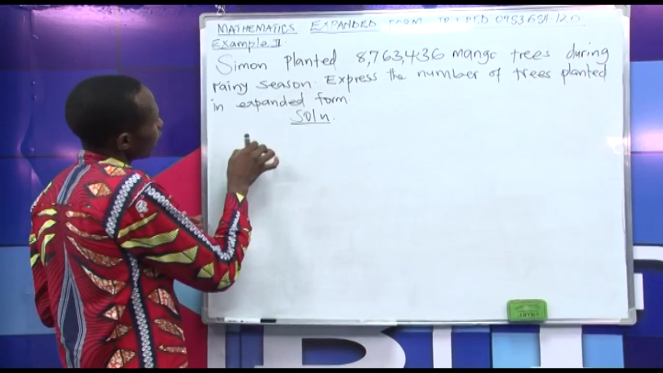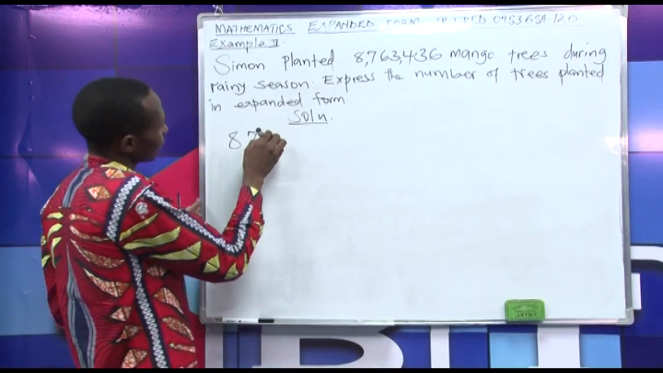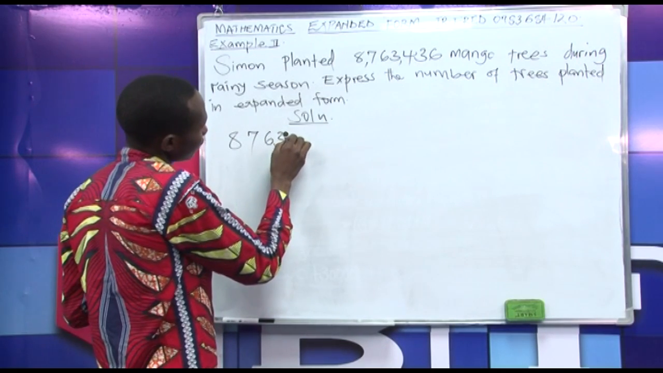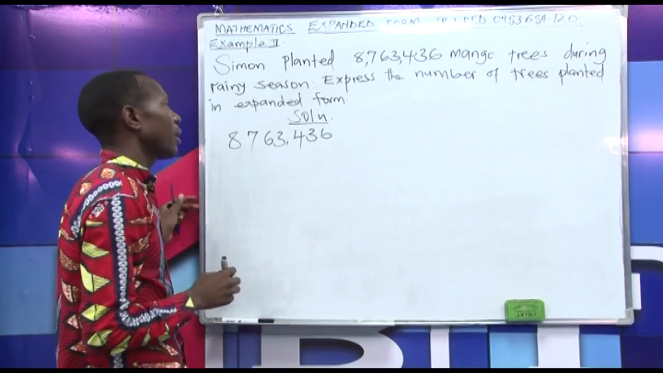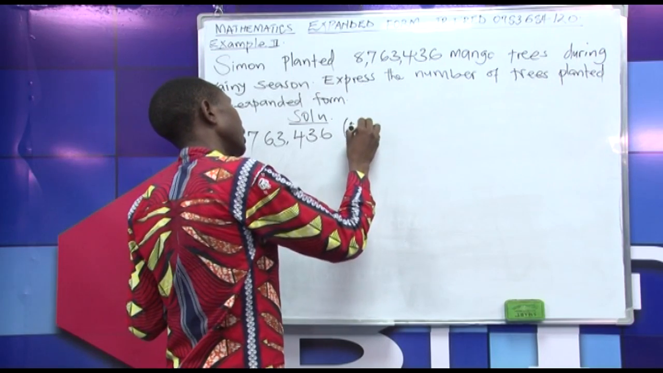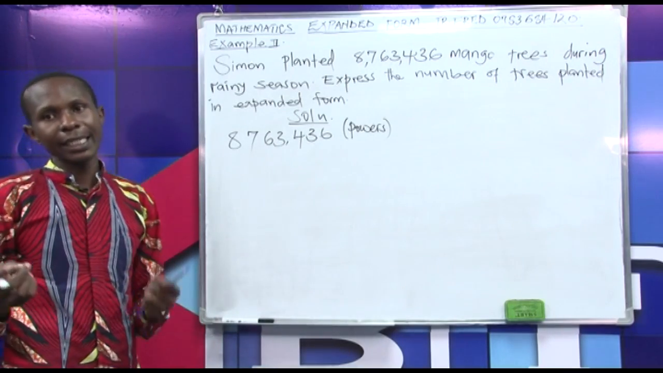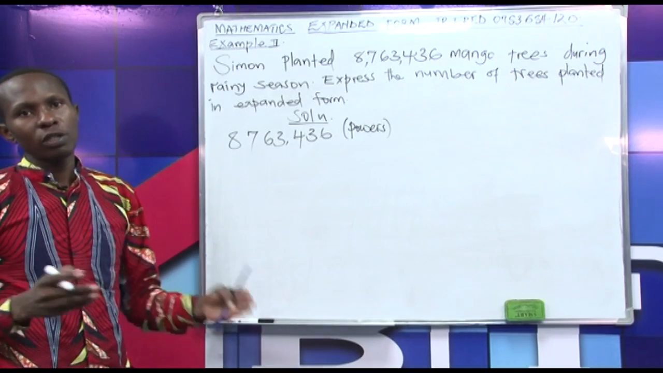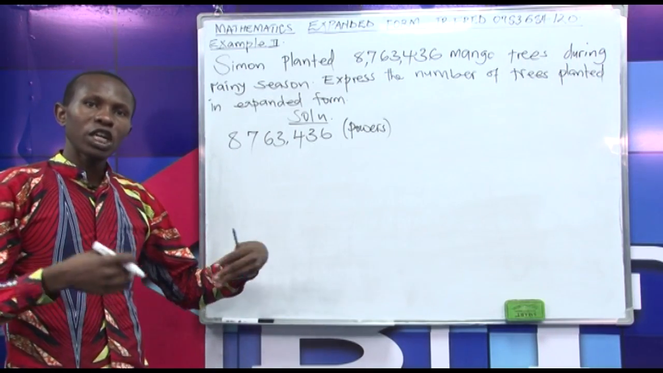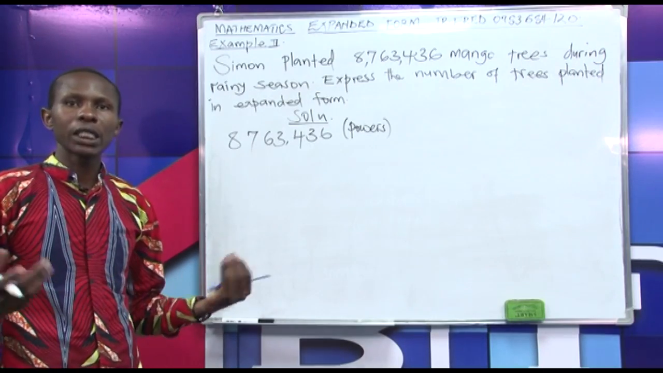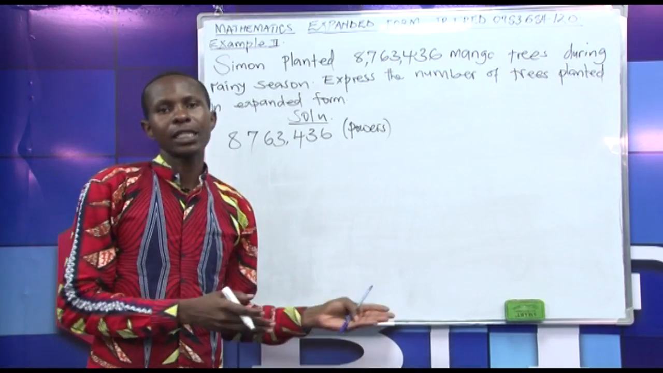Sometimes we call it exponent or powers. So I'll first copy my question, 8,763,406. I want us to use powers. I'm going to first use powers, then later on we'll see what to do. In the first question they specified and said use values, but in the second example they have not specified. So one person can use values, another person can use exponents. It is now your wish. Once the question is just open like that, you decide which method to use. You can use values, and at the same time you can use exponents.